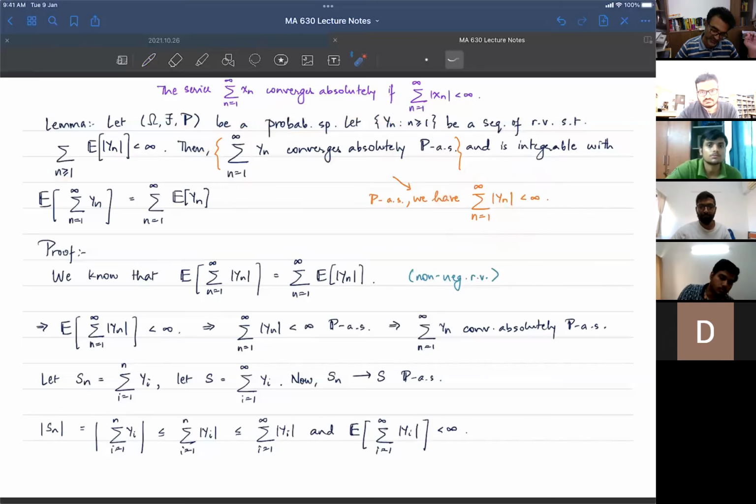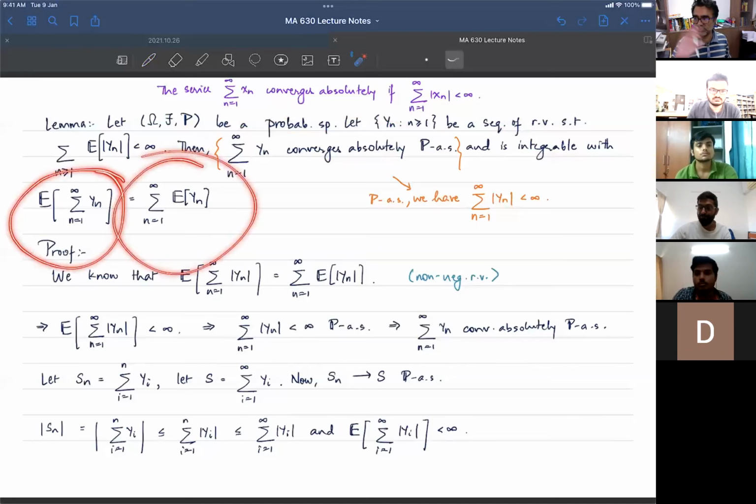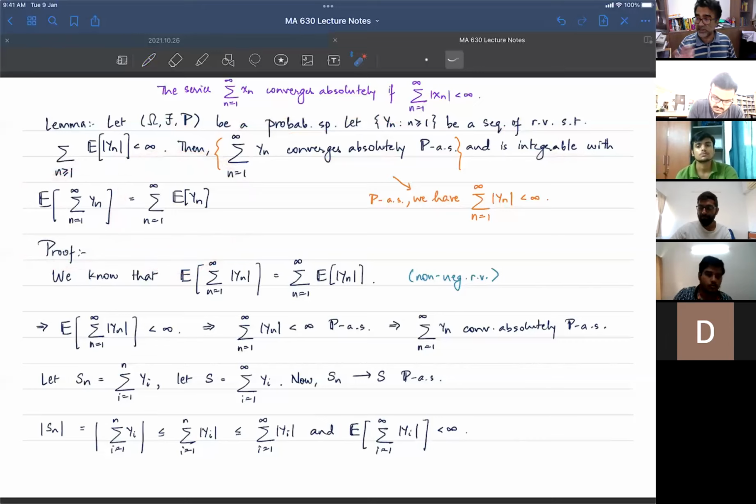The claim is that this series converges absolutely, and further that it is integrable. And finally, the expectation of the sum is the sum of the expectations. That's what we're claiming here. If all the Yns were non-negative, we would not need to say all this because we have already sorted those issues out. If Yns were non-negative, then the expectation of a sum is the sum of expectations, no problem. But here the Yns may take different signs. Okay, so here's the proof.